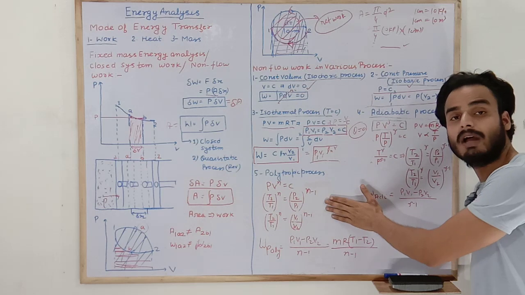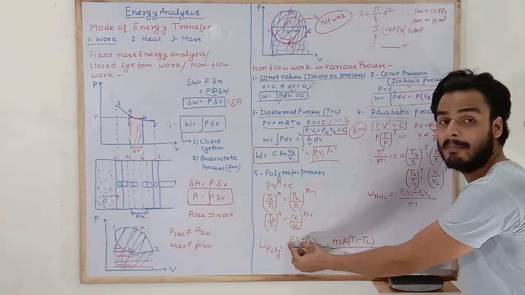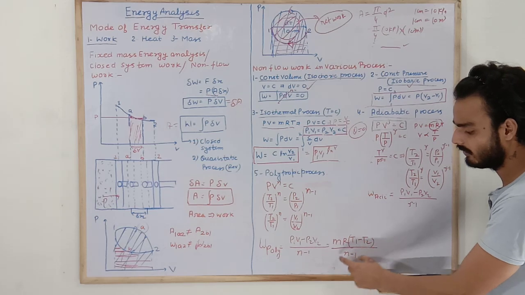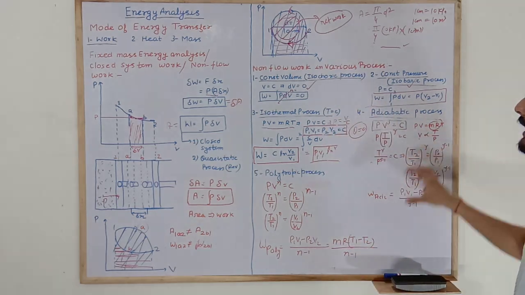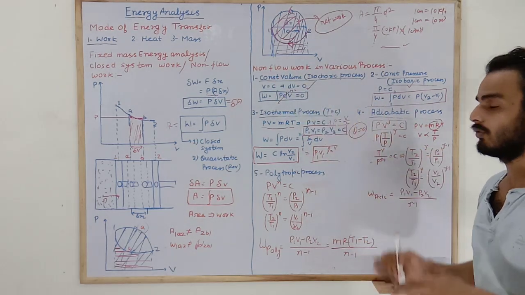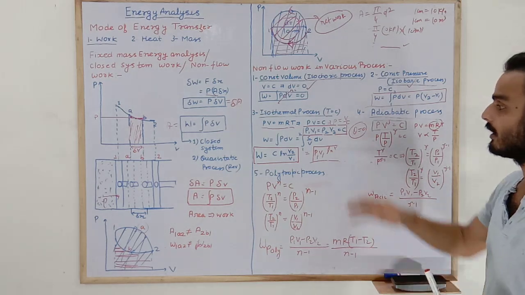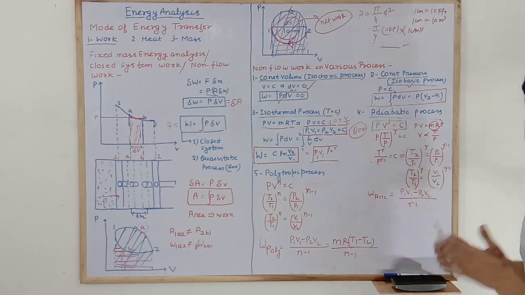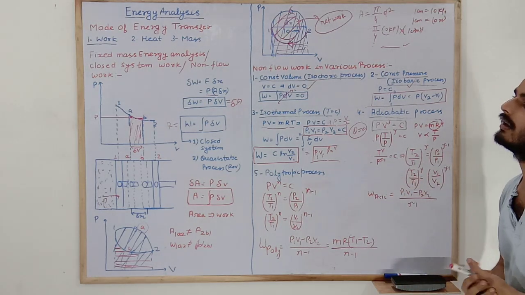If this gas is an ideal gas, we can write PV is equal to mRT. So here I take mR outside, and it is T1 minus T2 divided by n minus 1. So these are all the various processes in non-flow work. In the next lecture, lecture 3, I will draw the graphs of all these processes, and discuss the next topic.